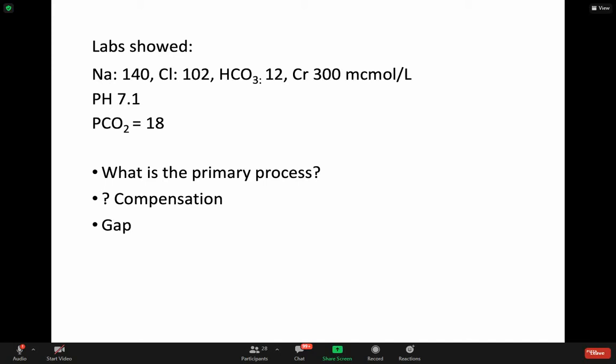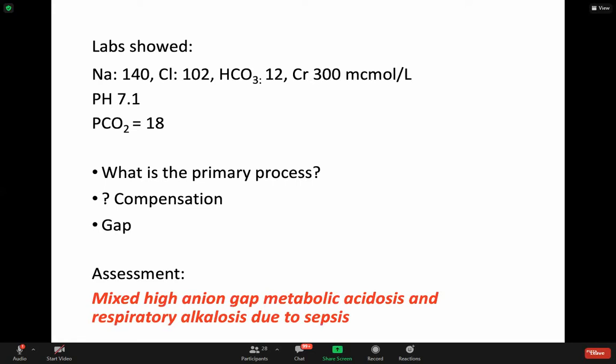Next we calculate the gap to know whether it is a high anion gap or not. So the gap: sodium 140 minus (12 plus 102), which is 114. 140 minus 114 is 26. Am I right? So this patient has high anion gap metabolic acidosis. The gap is more than 12. So what's your assessment? Mixed high anion gap metabolic acidosis and respiratory alkalosis due to sepsis.